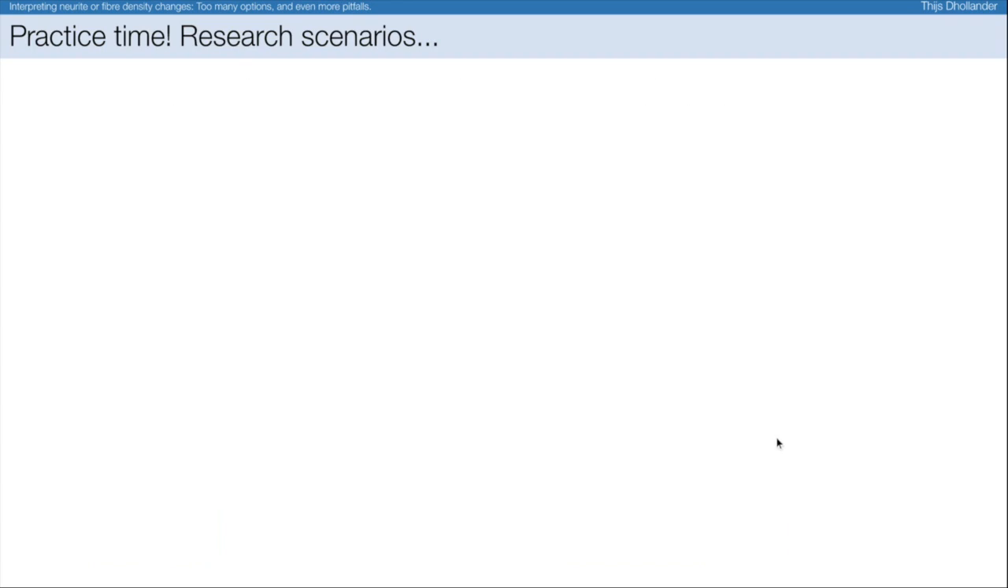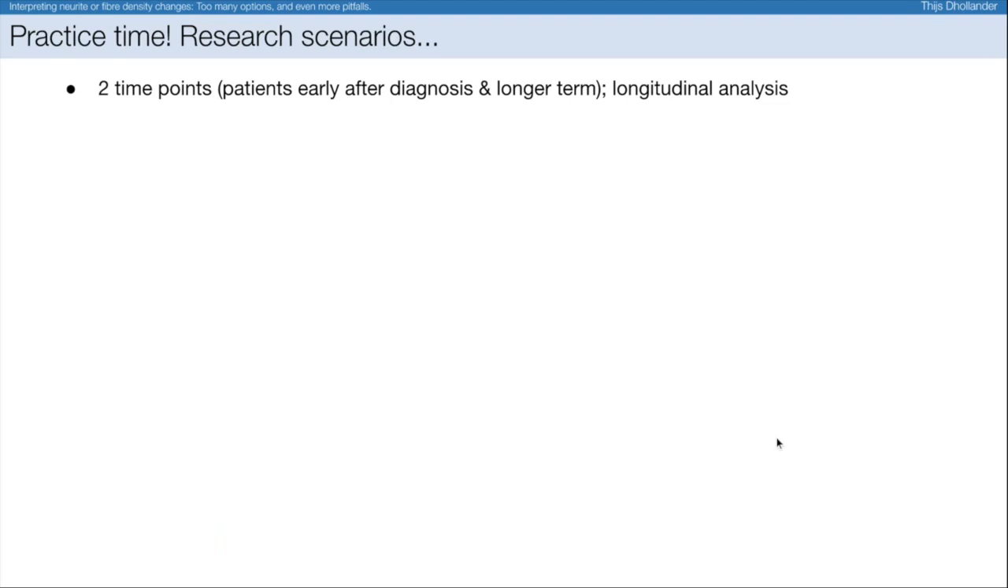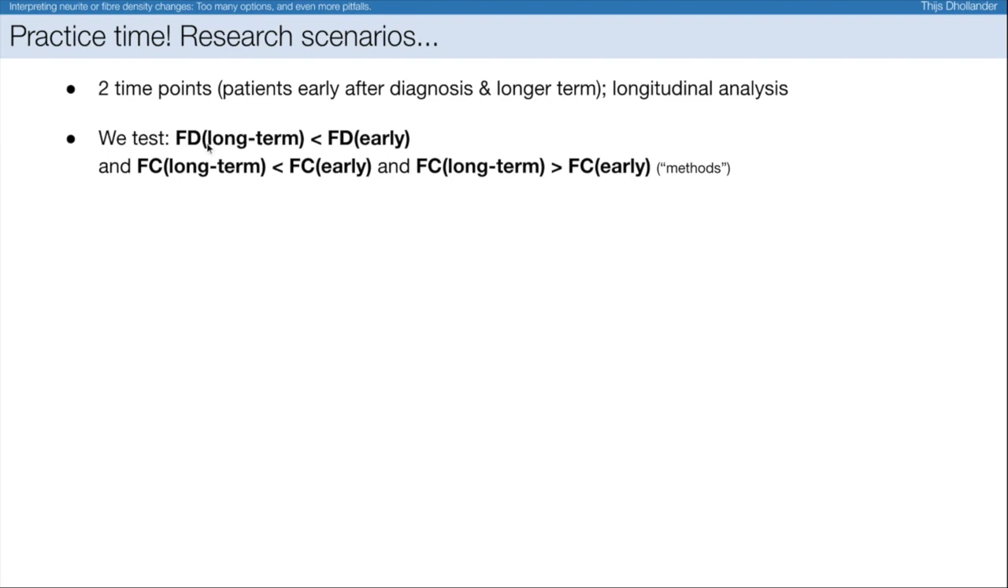There's the last question. So two time points again. Same scenario, early after diagnosis and then longer term. We test whether the FD is decreased in the long term versus early on, and we also test whether it's increased, because we got caught out before. But now we have a different result. We find no fiber density decrease. So density is the same, but we do find that the cross-section is decreased.